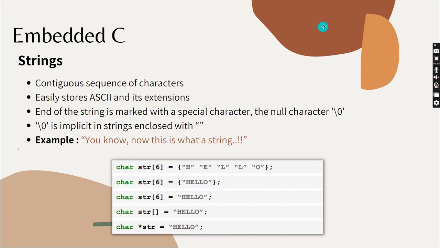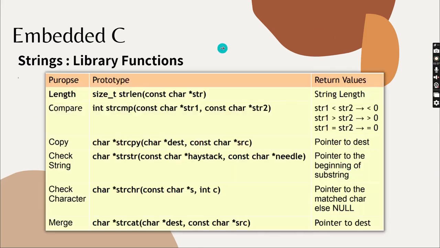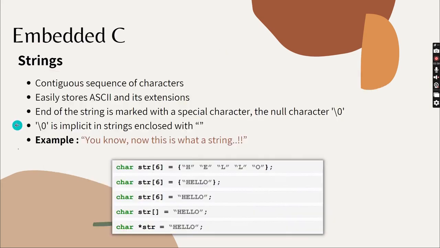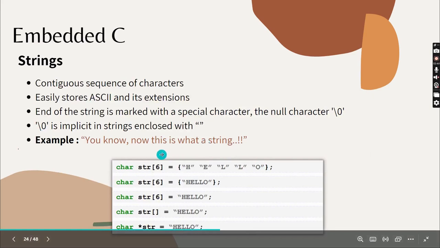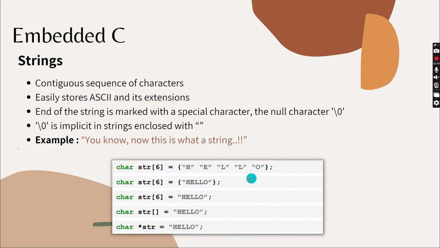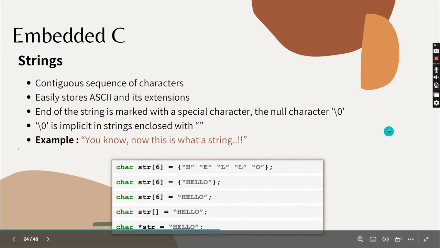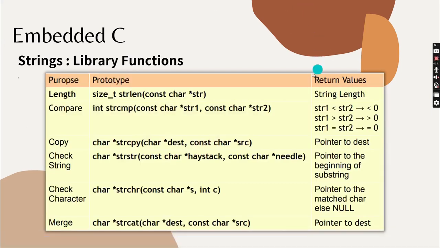These are a contiguous sequence of characters. They store the ASCII values and end with the backslash 0. This is how we declare a string, like char str is equal to this type. And these are the library functions. When we want to check the length of our string, we use strlen. When we want to compare two strings, we use strcmp. When we want to copy one string to another, we use strcpy.